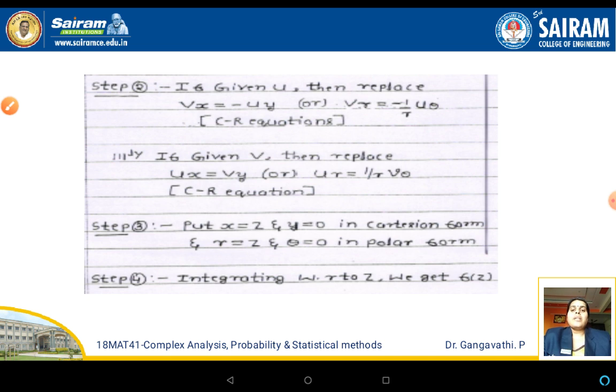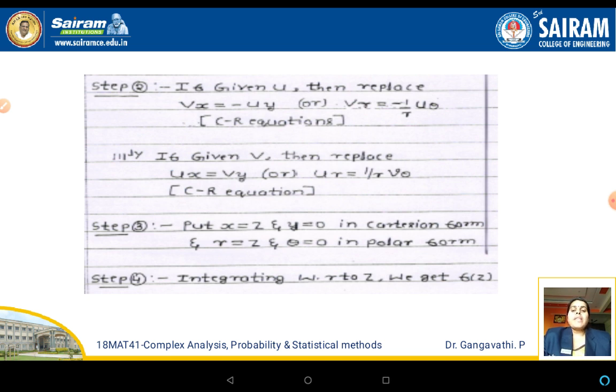Step 2 is, if u is given, then replace vx. All the derivatives of v must be replaced by derivatives with respect to u. So if vx is there, then by using the CR equation, vx is equal to minus uy, we convert the derivative of v with respect to x to u with respect to y. Similarly, if u has been given and we have found ur and vr, here vr must be replaced by minus 1 by r into u theta. That is the CR equation in polar form.